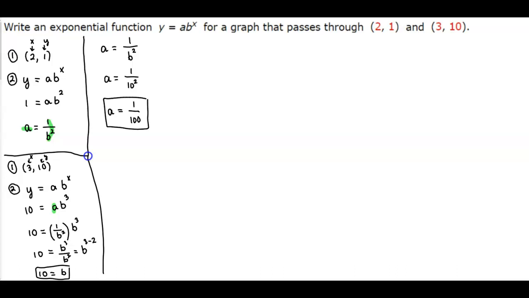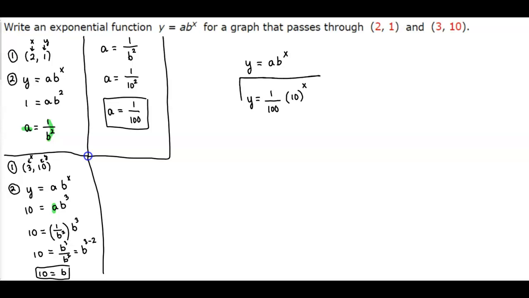So now we can write our function. We know that y is going to equal ab to the power of x. We know that a is 1 over 100 times the value of b, which is 10 to the power of x. And therefore, there is our function.